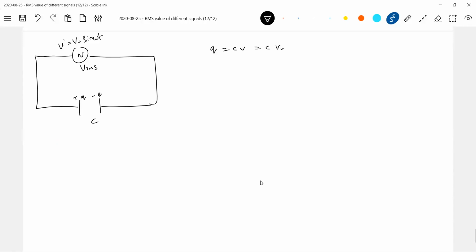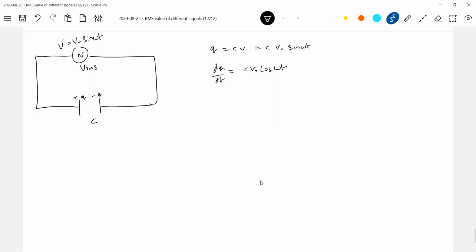There's an AC source and a capacitor. Here I'll write V naught. Instead of E, let me write V only. The RMS value of this signal will be VRMS. Then at any instant of time, let the charge be Q. Q should be equal to C into V. What is V? V naught sine omega t. I'll differentiate this: dq by dt equals C V naught omega cos omega t.